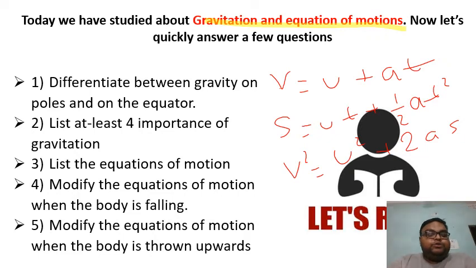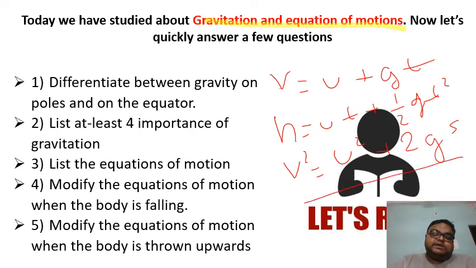Now we need to modify these equations for a body that is falling downwards. In that case, we will just replace the acceleration term and the displacement term. Displacement will be replaced with h, and a will be replaced with g. So v equals u plus gt, h equals ut plus half gt squared, and v square equals u square plus 2gh. So these are the equations of motion for freely falling bodies.